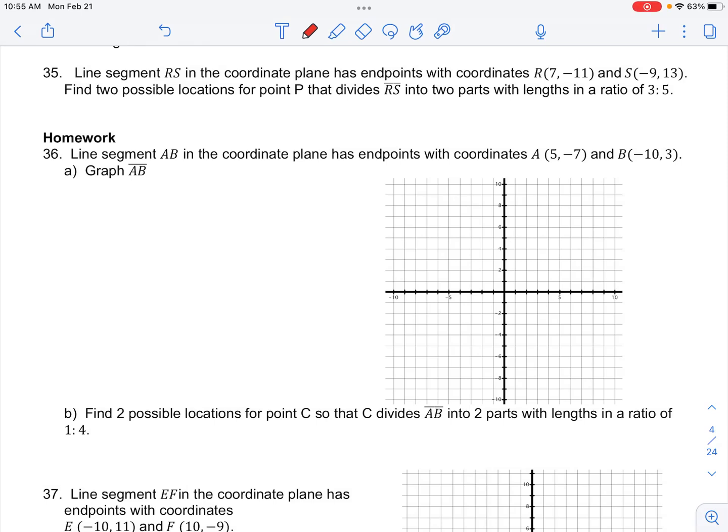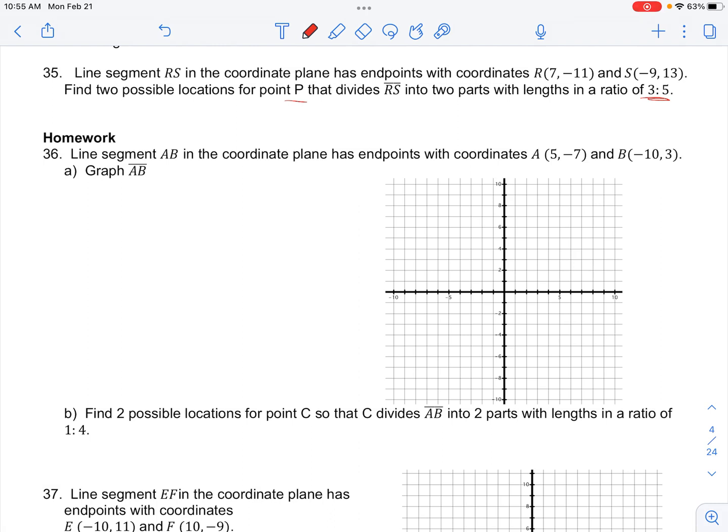Number 35 in your classwork for analytic geometry asks you to find two possible locations for P that divides a segment RS into two parts with a ratio of 3 to 5. So here we're going to have to partition both in the x and y directions.